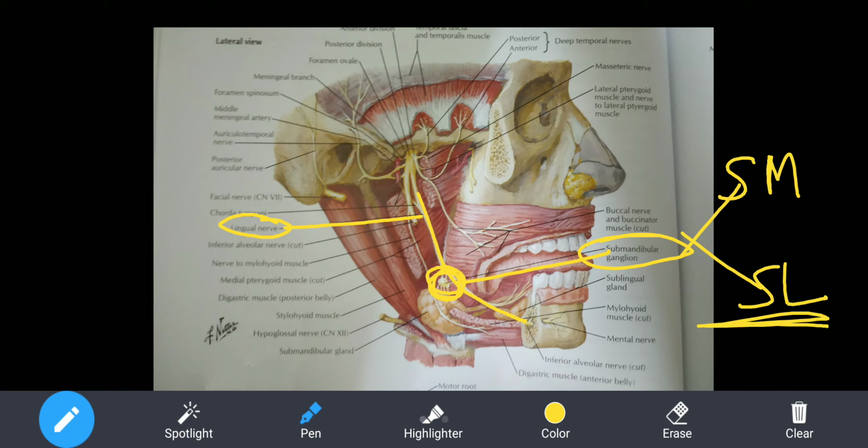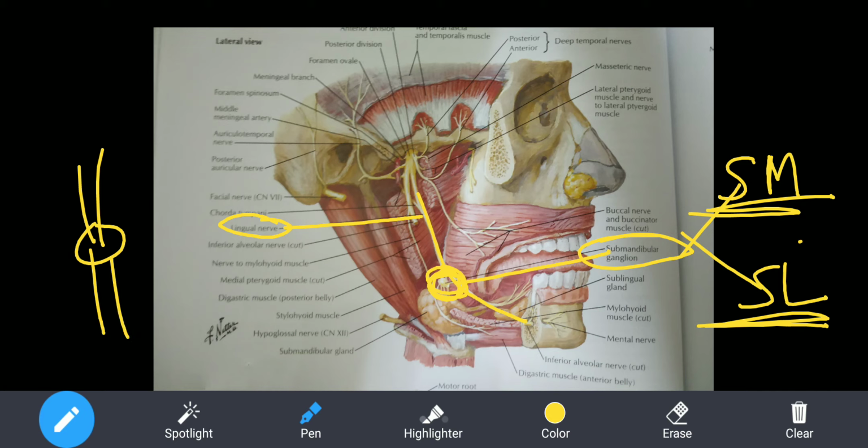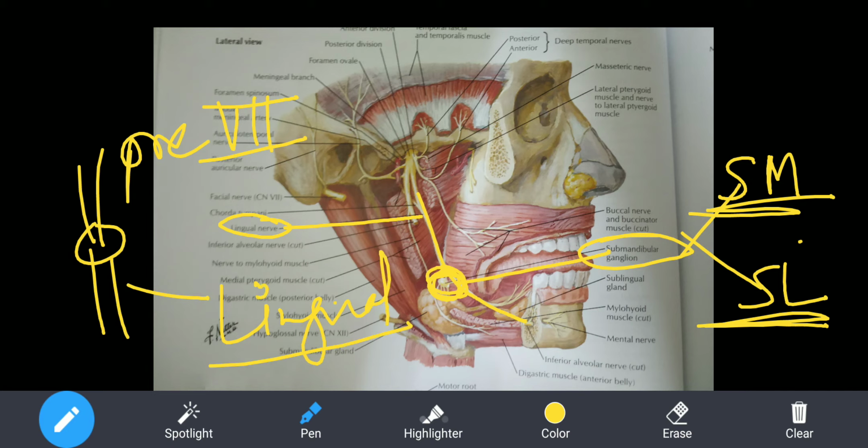The sublingual gland is below the tongue, and the submandibular gland is on the inner side of the mandible. There is a fossa, when you learn about the mandible. So again, this is a ganglion, so it is going to have preganglionic and postganglionic fibers. Now preganglionic fibers are by cranial nerve number 7, and postganglionic, of course, is the lingual nerve, which is a branch of the mandibular nerve, which is a branch of the trigeminal nerve.